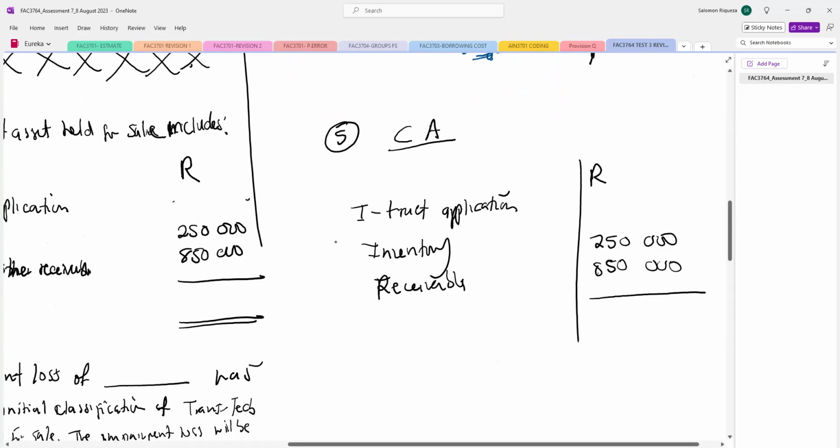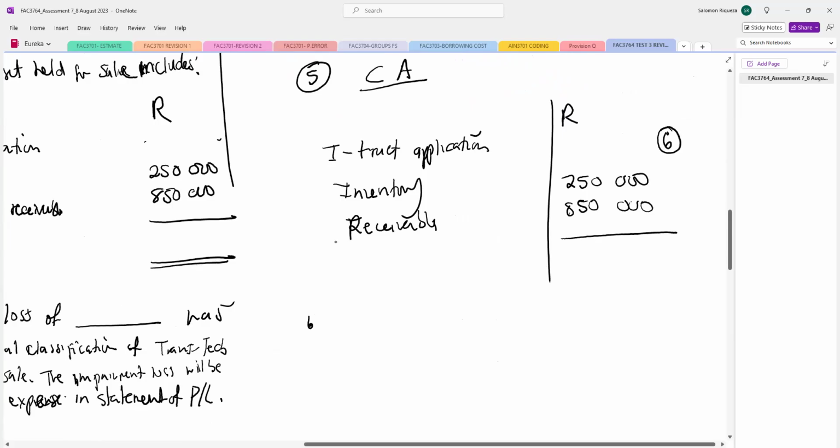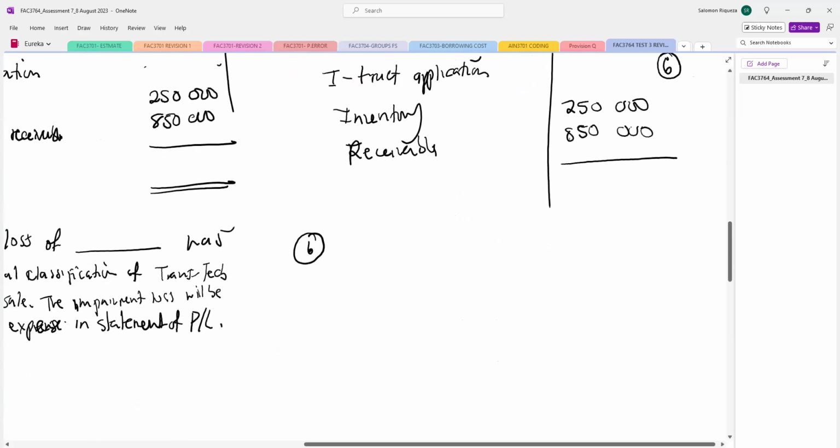So our problem here is this one. I'm going to call this calculation number 6. So we're going to go to number 6 and then understand our calculation of iTrack.